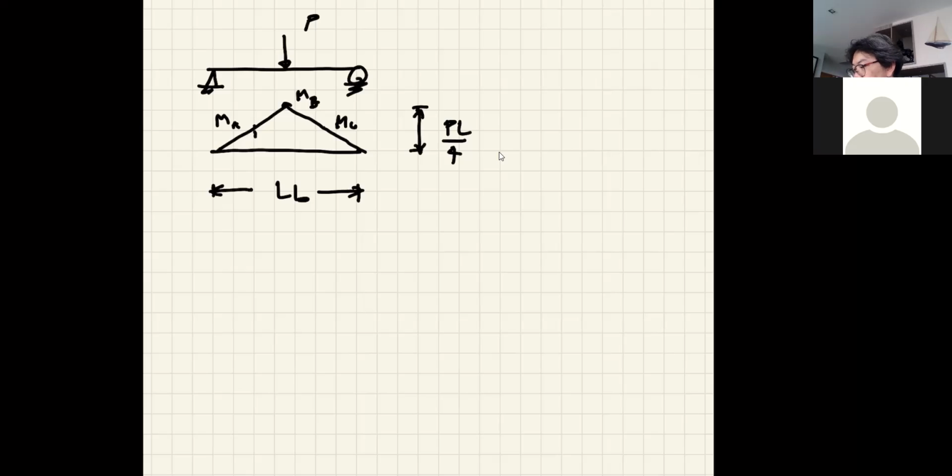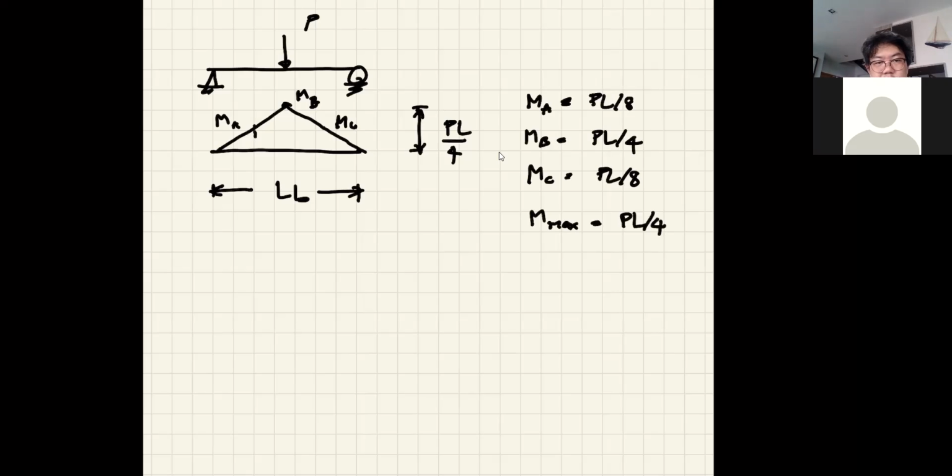So in this case, you see that my MA is equal to PL over 8. My MB is PL over 4. My MC is PL over 8. And my M max is PL over 4. Okay, so if I want to calculate the CB of this, because PL is just a typical term for every moment, so I can just use the coefficient of 1/8 and 1/4.